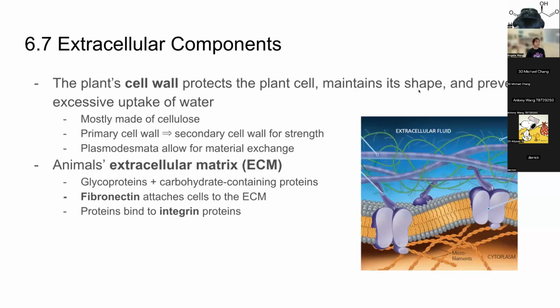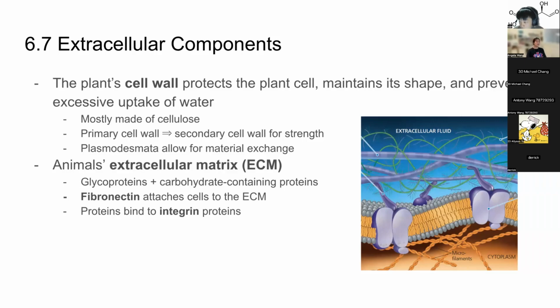Here are also some extracellular components. So the plant's cell wall protects the plant cell, maintains the shape, and prevents excessive uptake of water. It's mostly made of cellulose, and so first the primary cell wall forms, and then the secondary cell wall forms inside for extra strength. And plasmodesmata allow for material exchange, which are little channels between cells.